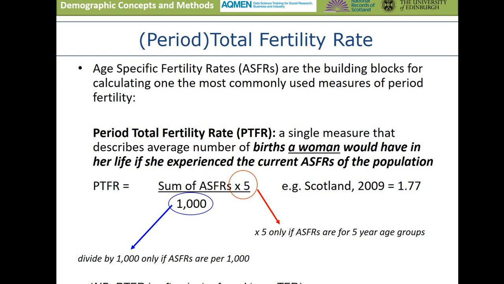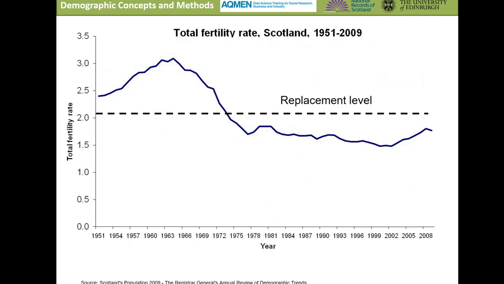If our age-specific fertility rates are for 5-year age groups, we need to multiply these by 5 because the rate applies for each year of that 5-year age group. And if our age-specific fertility rates are rates per 1,000, we need to divide by 1,000 in our calculation. So here's the total fertility rate for Scotland, and we can see that strong decline in the total fertility rate, giving strong evidence of a decline in fertility from the late 1960s to 2008.